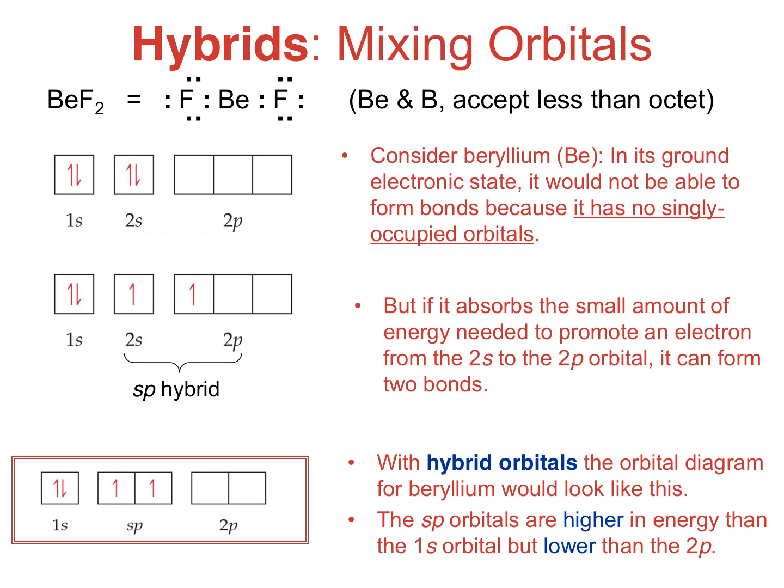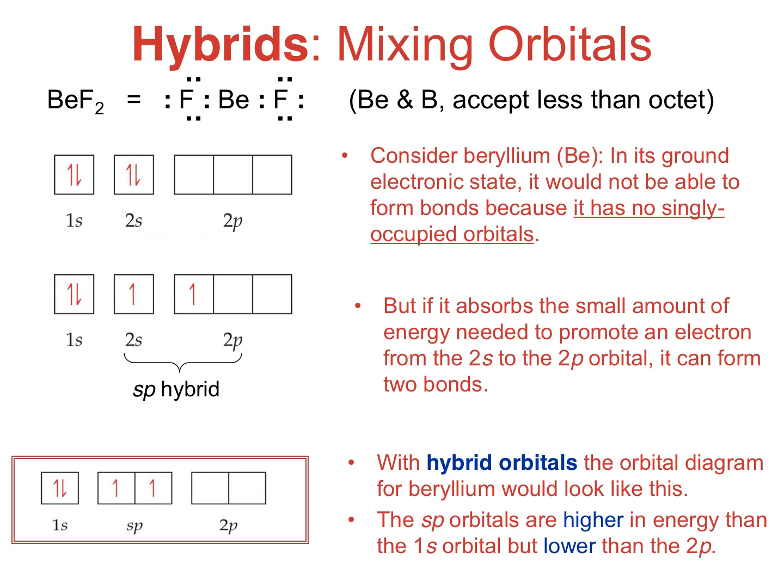So if we're mixing orbitals, consider beryllium in its ground electronic state. It would not be able to form any bonds because it has no singly occupied orbitals. It already has full orbitals. But if it absorbs a small amount of the energy needed to promote an electron from the 2s to the 2p, it can now form 2 bonds and now has 2 open regions to form bonds.